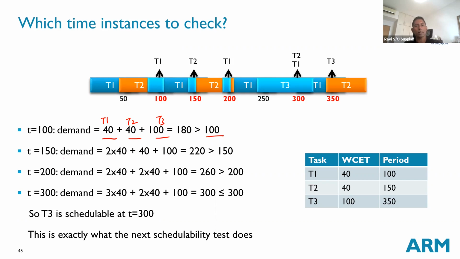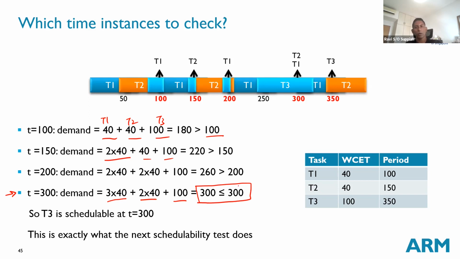And I do the same analysis. At time 150, what happens? I already have a second instance of T1 being released. So I add that on here, and I can see that at each instance of time, what I do is look at how many instances are being released, and whether that computation time is greater than the current capacity. What you will observe is at time t equals 300, I actually have 3 units of T1, 2 units of T2, and 1 unit of T3. If I add up all of that, the total demand is 300 and the amount of time elapsed is also 300. That means if I look at 300 as the deadline, where I look at all the instances of the higher priority tasks, then I'm able to fulfill the timing requirements of task 3.